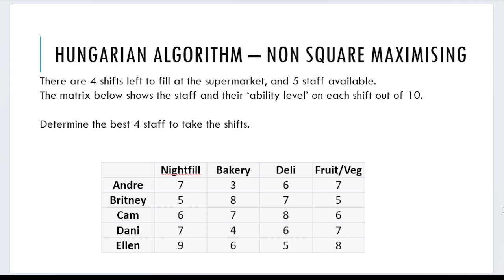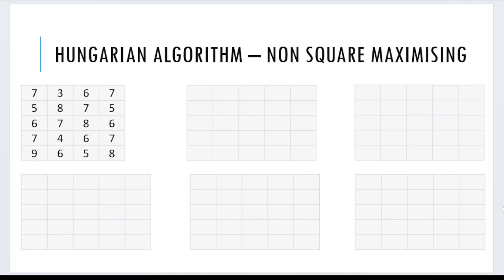So we're doing the opposite, including that opposite step that we use in maximizing. But there's also another step that we need to include due to the fact that this is a non-square matrix. So the first thing that we're going to do is identify our largest value in the matrix, which is 9. And we're going to subtract every value in our matrix from that 9.